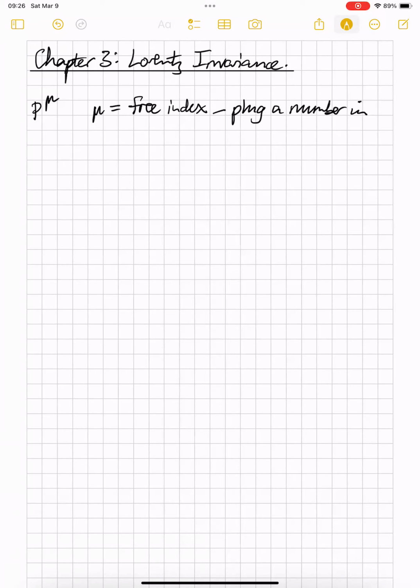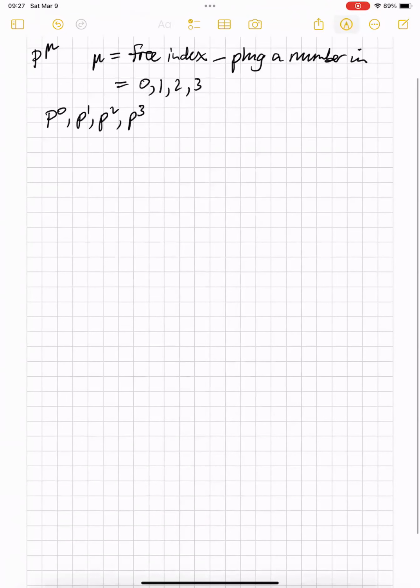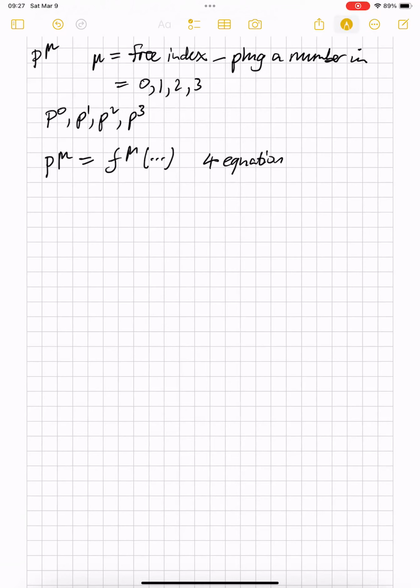And what numbers could we take? Well, mu could be 0, 1, 2, or 3. So that means P mu is not one quantity, it's actually four quantities. It could be P0, P1, P2, or P3, depending on what choice we make for mu. And if we have, for example, an equation, P mu equals some function F mu, which is a function of a whole lot of stuff, this is not one equation, it's actually four equations. And you'll get these four different equations by plugging in a value for mu.